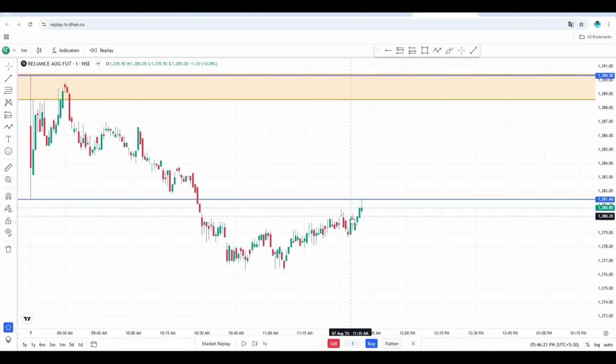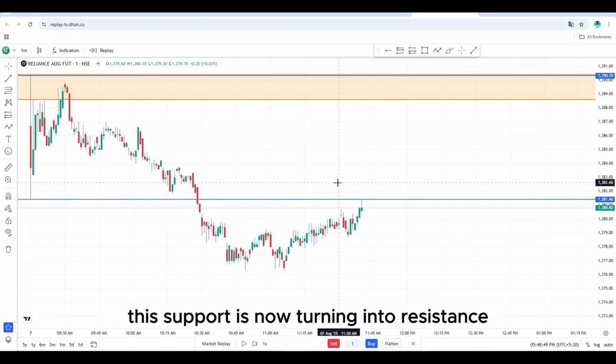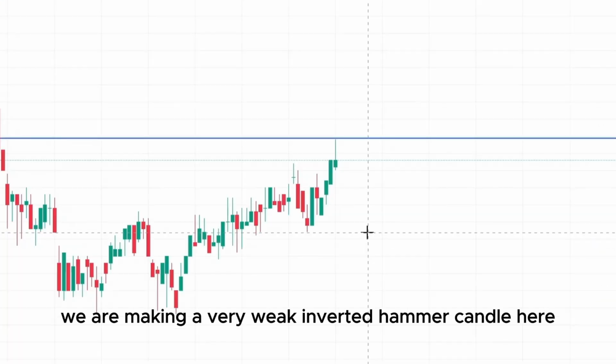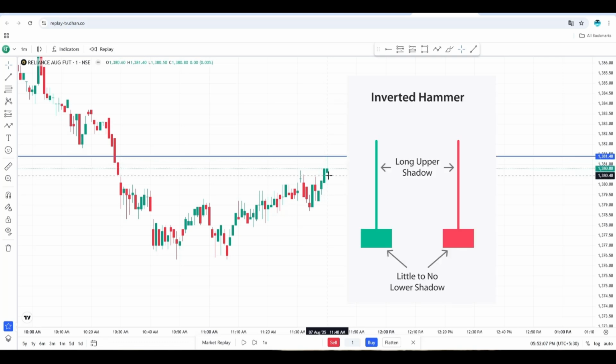Right here we are retesting this key level. Now what do we see is we broke this previous support and now we are coming back up for a retest, tapping into our previous support perfectly, and this support is now turning into resistance. And to confirm that move towards the downside, we are making a very weak inverted hammer candle here. What this candle shows us is buyers tried to get above the support level. However, the sellers are not allowing that to happen, and sellers come back right at this level, which is this wick right here, pushing the stock down and making the stock close below this previous support, giving us this inverted hammer candle.